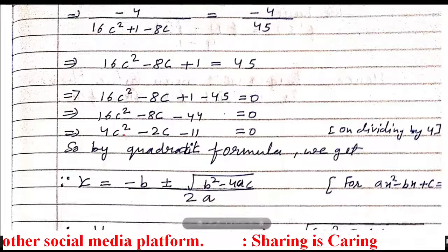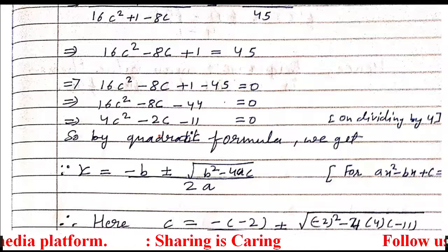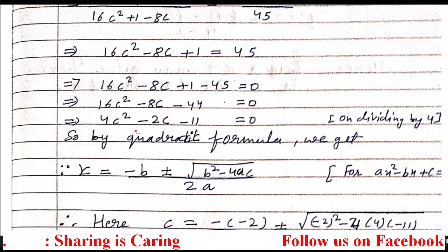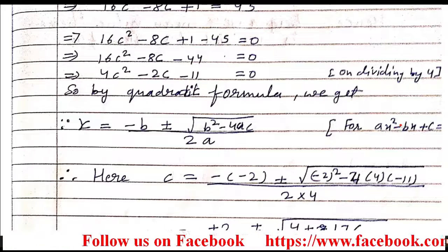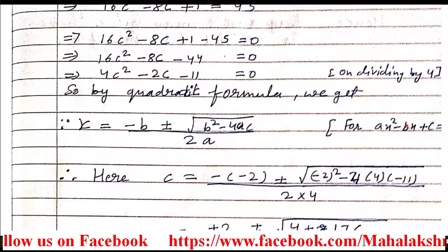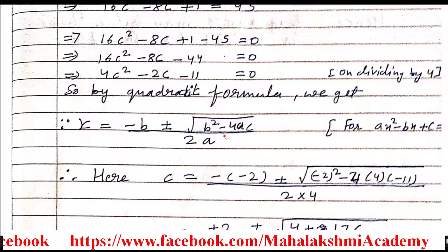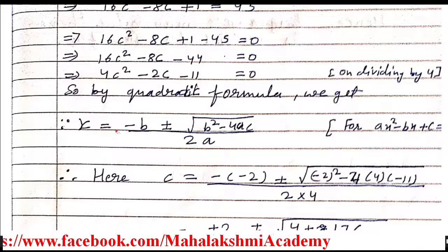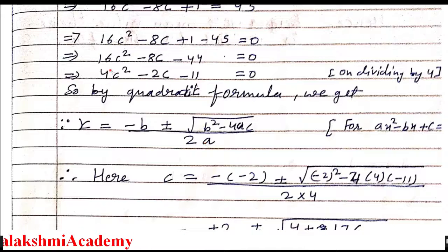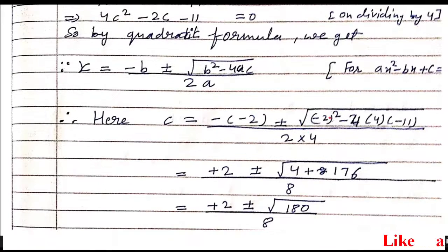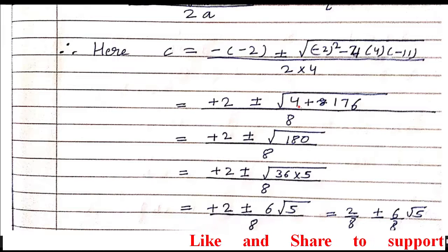Now this is a quadratic equation which we have to simplify by any method. Here I used the quadratic formula. So if an equation is ax square plus bx plus c equal to 0, in that situation x is minus b plus minus square root of b square minus 4ac upon 2a. So in this you just substitute the values from here. That will give you c, and so we obtained these calculations.